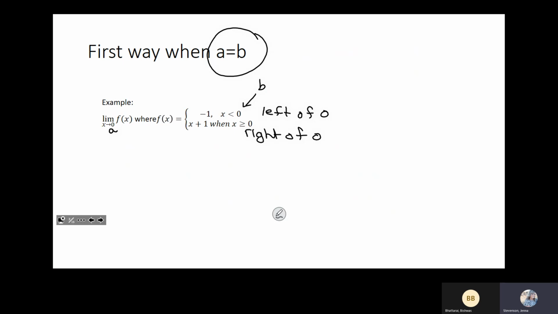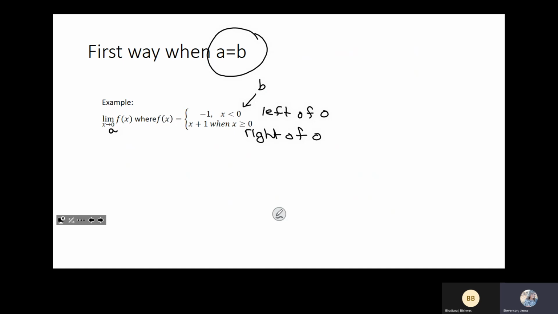So you can see on the back of that flow chart, the first box says, is A equal to B? Is the limit being taken as x approaches the breakpoint of the function? If it is, which in our example it is, we're going to look at the left-hand limit and the right-hand limit. And for this to exist, that left-hand limit and right-hand limit have to equal each other.